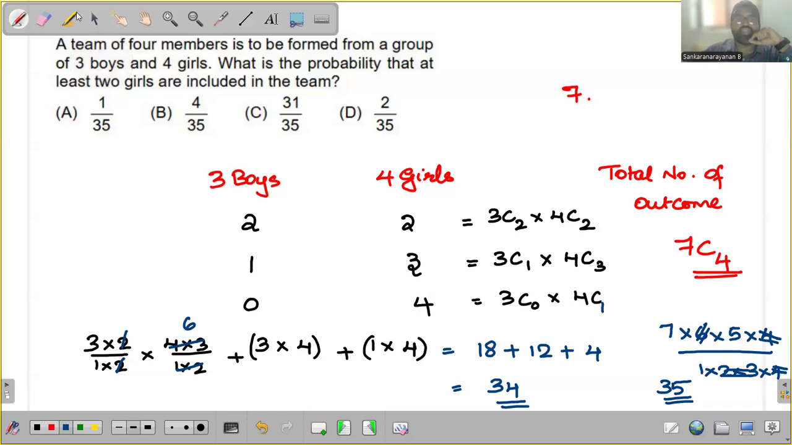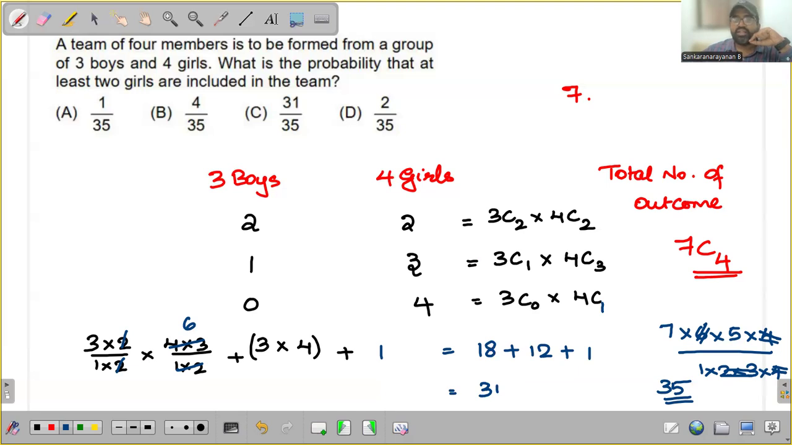So the number of ways that I can do it will be 6 plus 12 plus 1. This will be 1. So 18 plus 12 is 30, 30 plus 1, 31 it will be. Here I made that accidental error, so that is coming as 31.